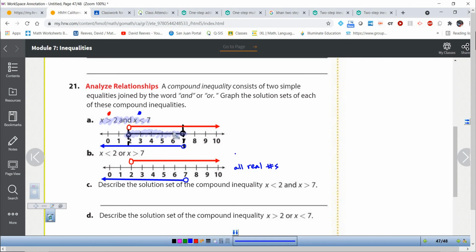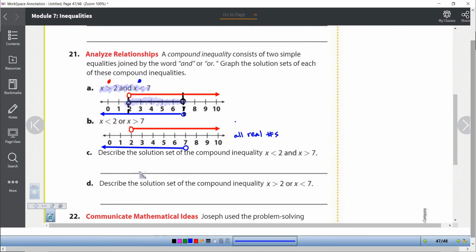Here on the top one, the black part's in the red and the blue, but here everything is either in the red or the blue, one or the other. So describe it in words. This would be all numbers between 2 and 7.